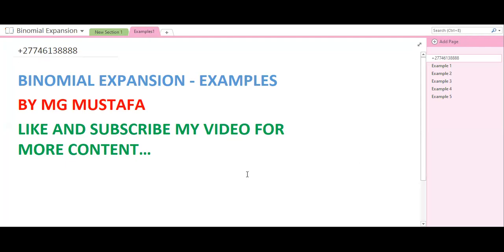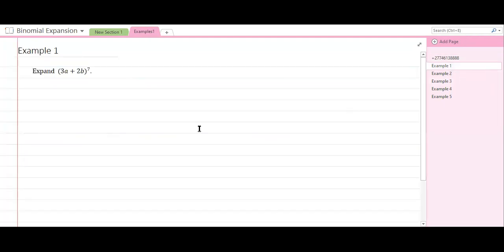Let us get straight into it, looking at example 1. Example 1 says expand (3a + 2b) to the power 7. Now, the solution for this, S means solution.